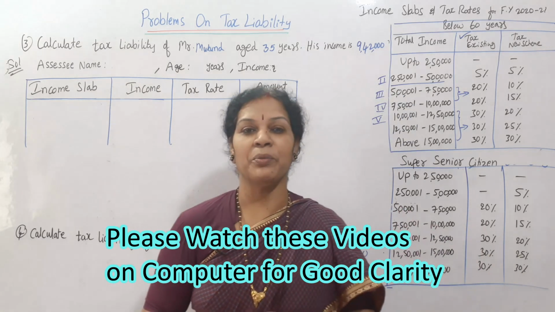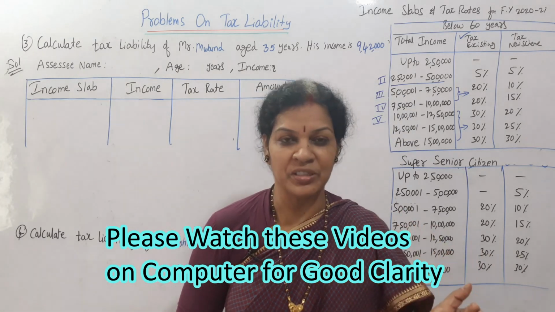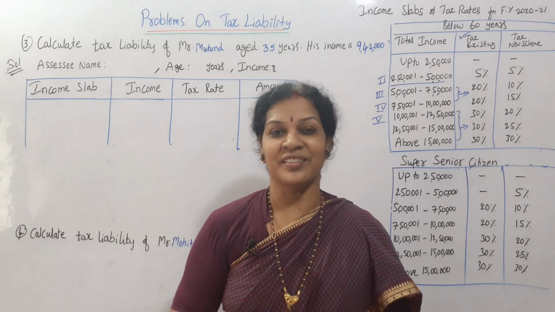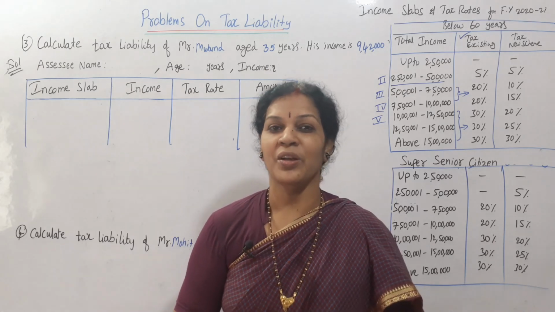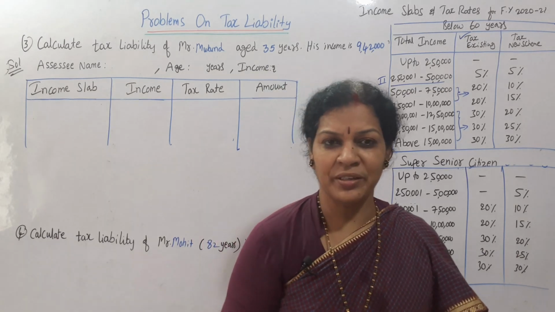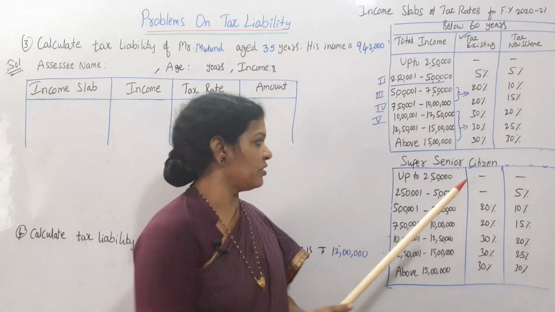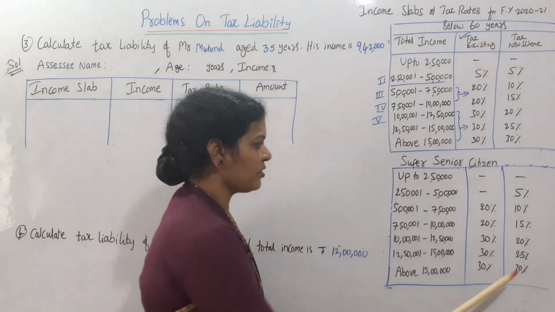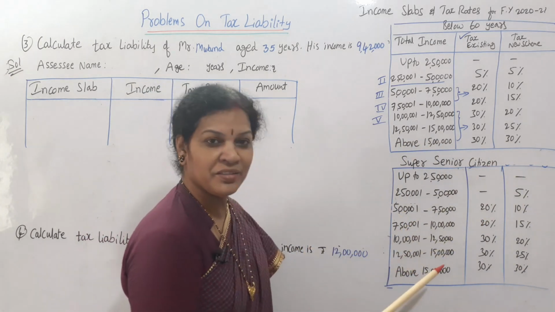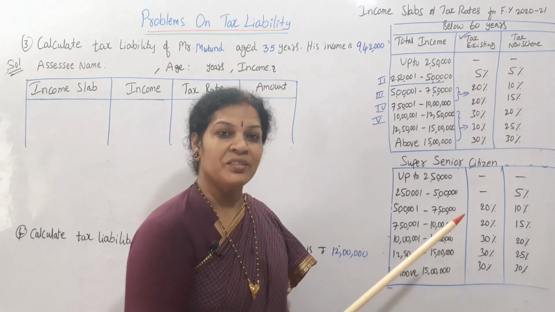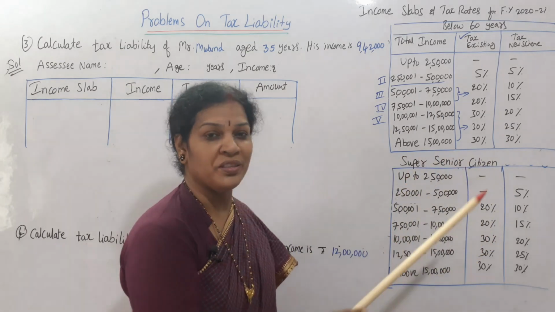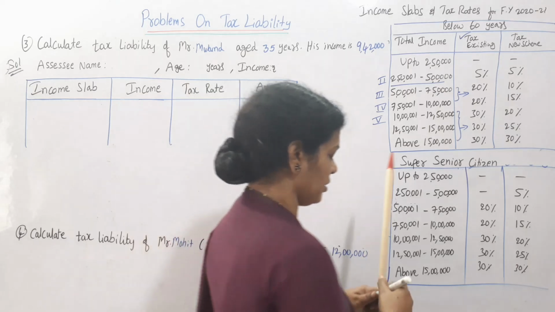So we'll work out one more problem related to below 60 years, and also one related to above 80 years, meaning super senior citizens. Before going to that, I must tell you the slab rate related to the super senior citizens. So this is the slab rate. In the previous slide, at this place I had taken the senior citizen slab rate. I have just cleared it and written super senior. Super senior means above 80 years.